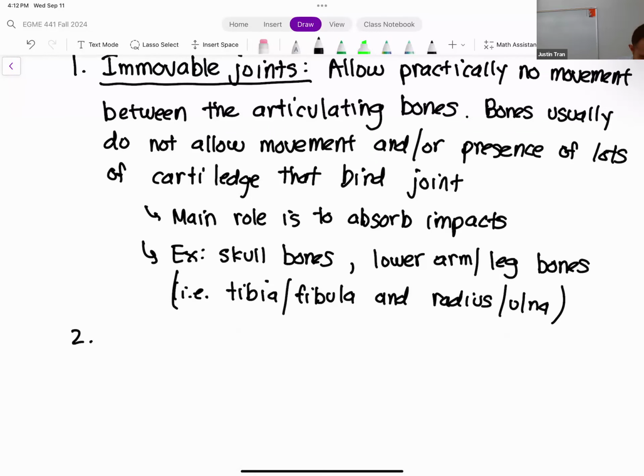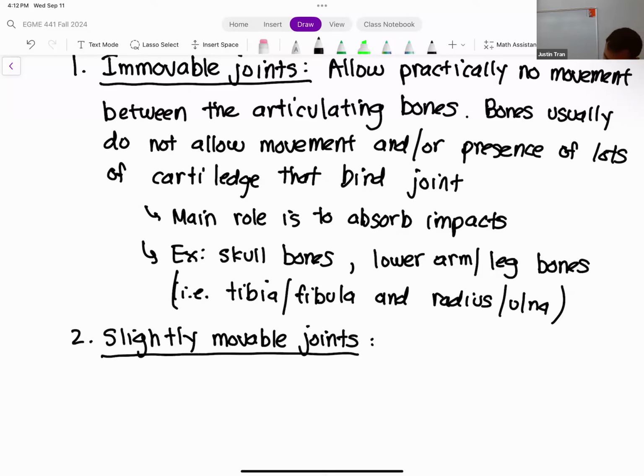Okay. And so the type of joint that comes after immovable joints are the slightly movable joints. I'm not kidding. That's what they're named. So these joints, just like the immovable joints, do have a lot of cartilage, but they allow a little bit of movement in addition to being mostly there to absorb force.